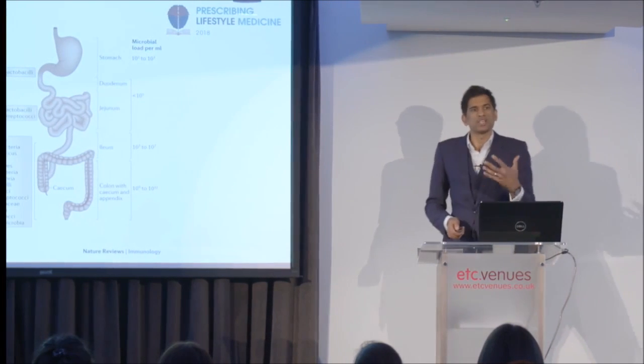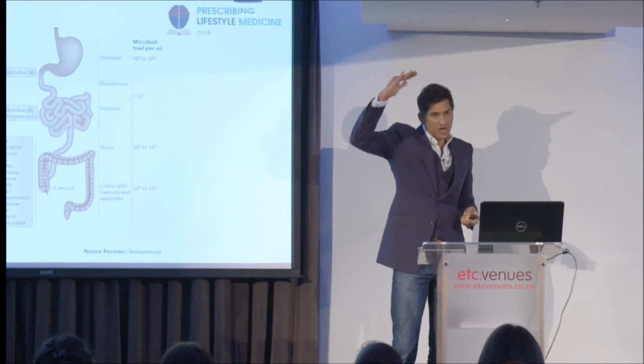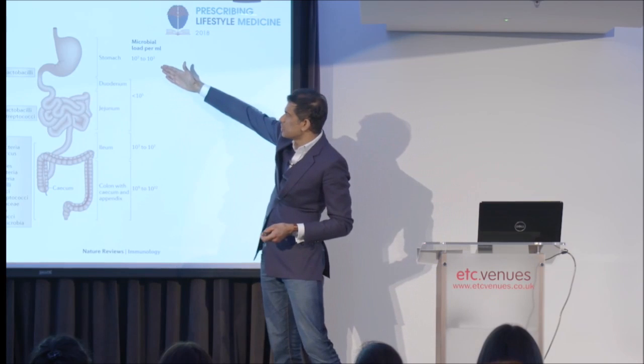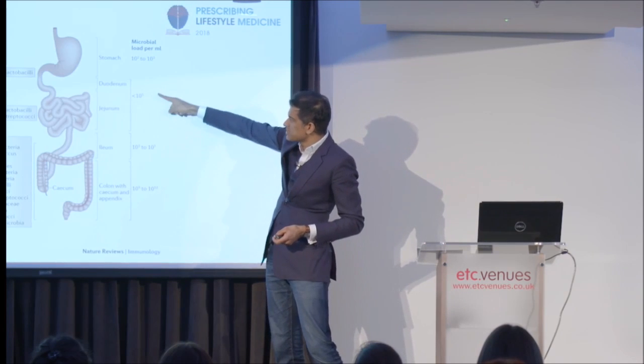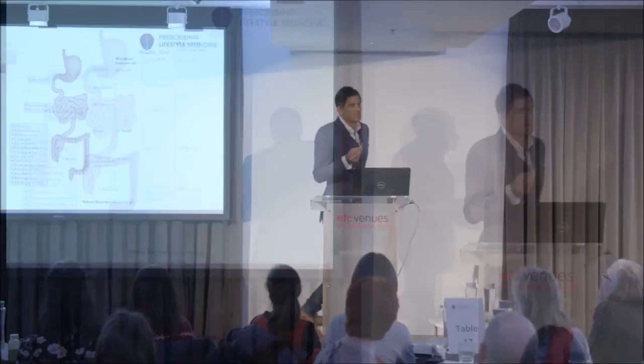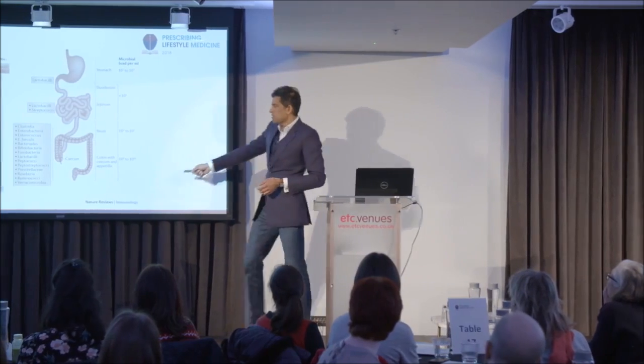This is a great graphical illustration of how the amount of gut bugs changes as you go through the human GI tract. You start in the stomach, where you don't have many at all. As you go down through the small intestine, the numbers keep going up. And the bulk of those gut bugs are down here in the colon.